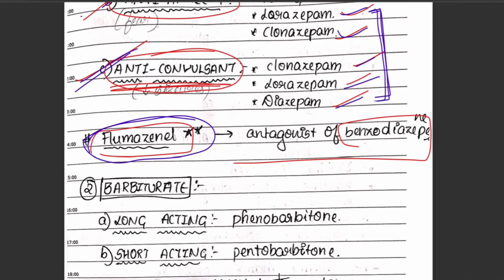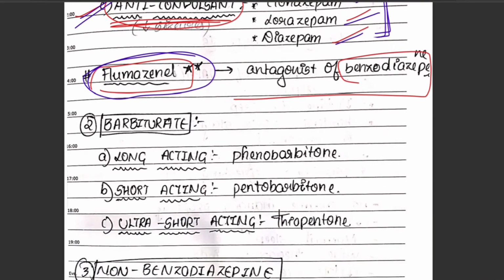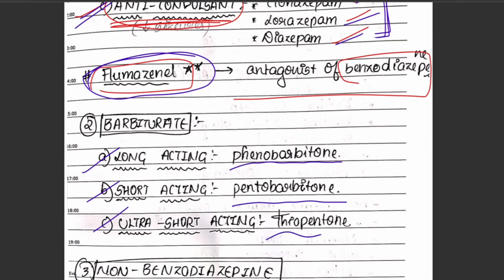The second classification is barbiturates. Barbiturates can be of 3 types, that is long acting, short acting, and ultra short acting drugs. For long acting, you can prescribe phenobarbital. For short acting, you can prescribe pentobarbital, and the ultra short acting drugs include thiopentone.